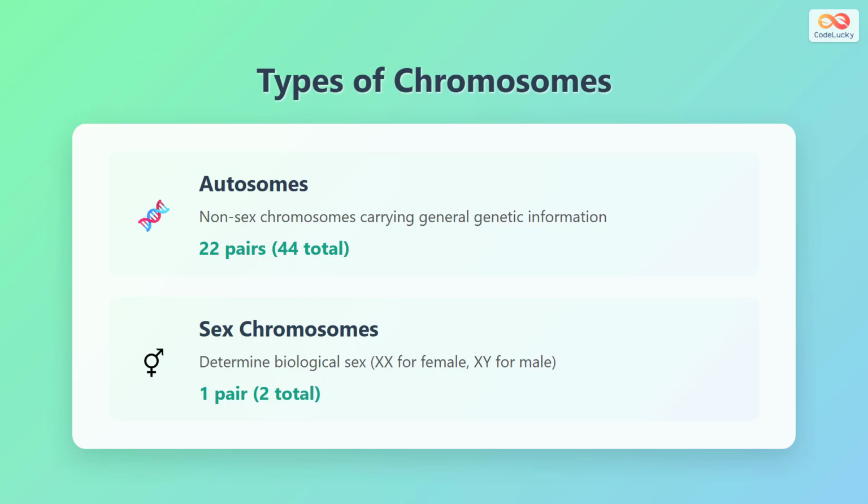There are 2 types of chromosomes in humans. Autosomes are non-sex chromosomes that carry general genetic information about body structure, metabolism, and other functions. We have 22 pairs or 44 autosomes in total. Sex chromosomes determine biological sex. Females have 2 X chromosomes, written as XX, while males have 1 X and 1 Y chromosome, written as XY. This makes 1 pair or 2 chromosomes total.